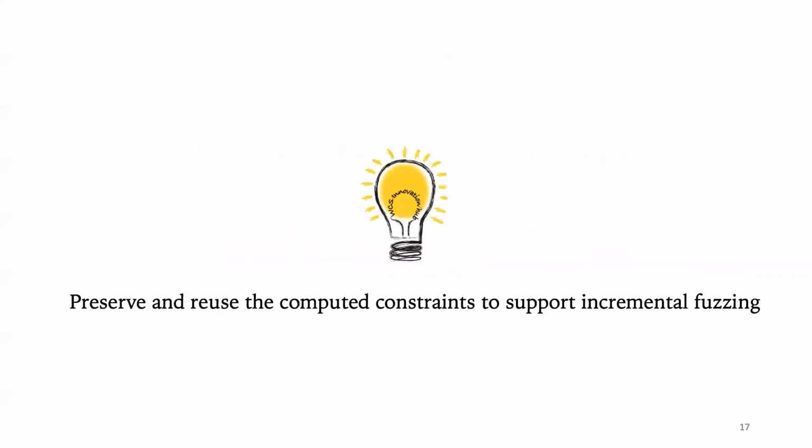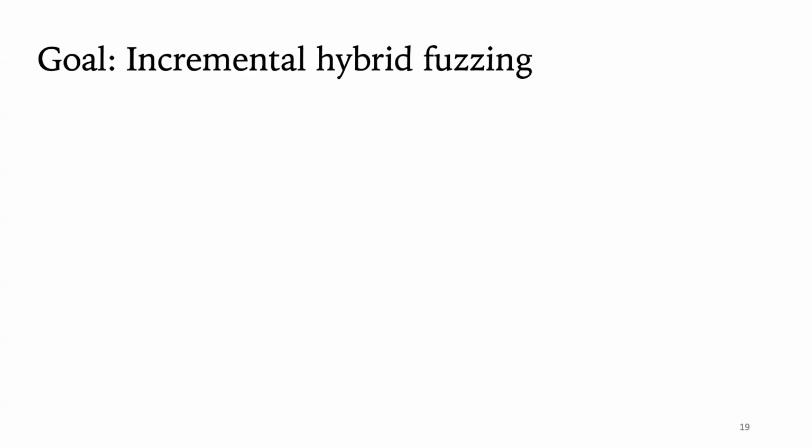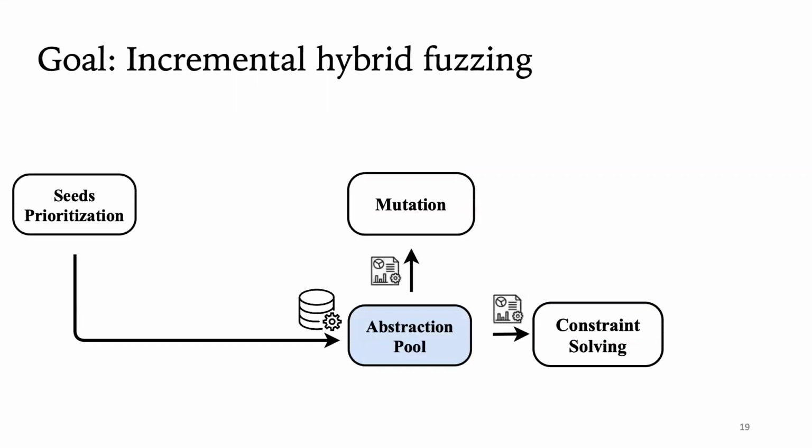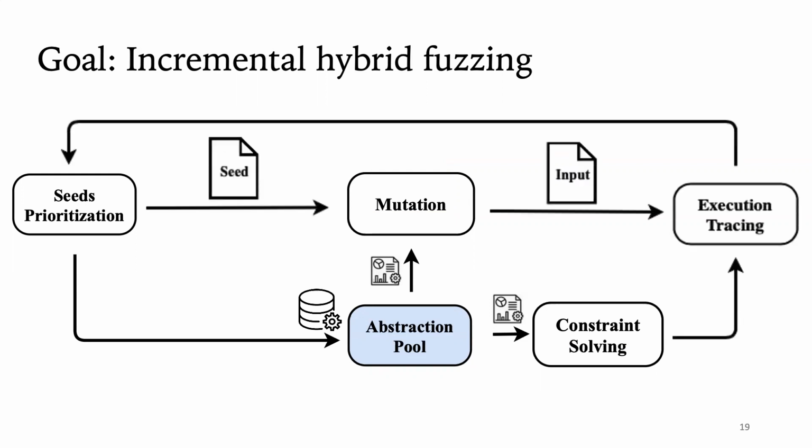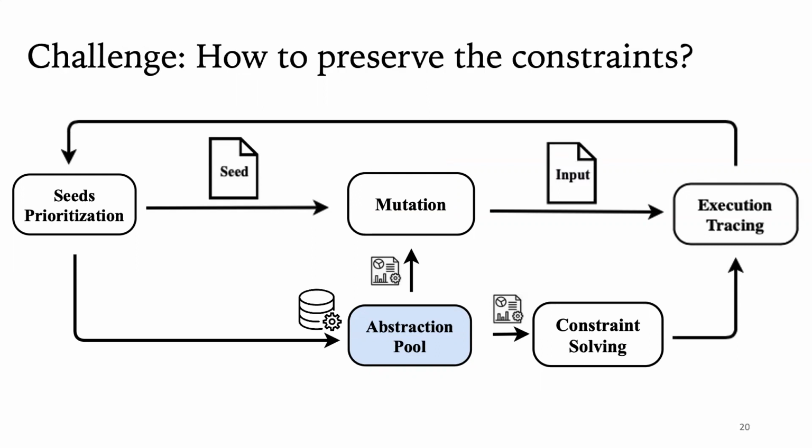With such observation, our idea is to preserve and reuse the constraints to support incremental fuzzing. To illustrate our goal, we attempt to build a new incremental mechanism in fuzzing to better preserve the intermediate states, which optimizes the seed mechanism in fuzzing to improve both mutation and constraint solving. It can also be adapted to any other fuzzing framework. To achieve this goal, the first challenge is how to preserve the constraints as intermediate states for fuzzing to reuse efficiently.